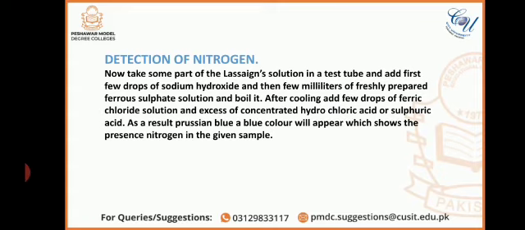Detection of nitrogen. Now take some part of the Lassaigne's solution in a test tube and add a few drops of sodium hydroxide and a few milliliters of freshly prepared ferrous sulfate solution and boil it. After boiling, cool it. After cooling, add a few drops of ferric chloride solution and excess of concentrated hydrochloric acid or sulfuric acid. As a result, a blue color will appear, which shows the presence of nitrogen.